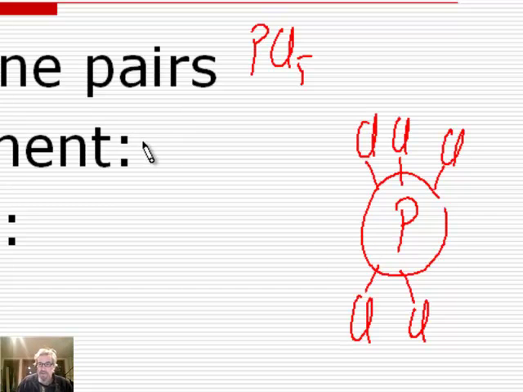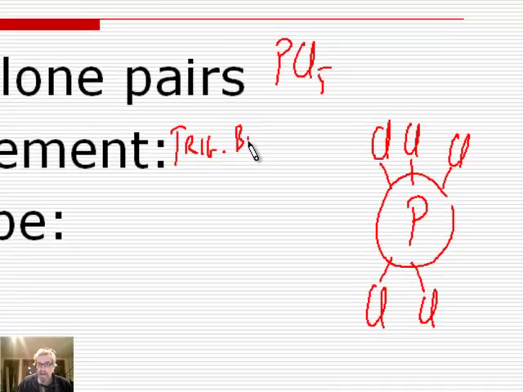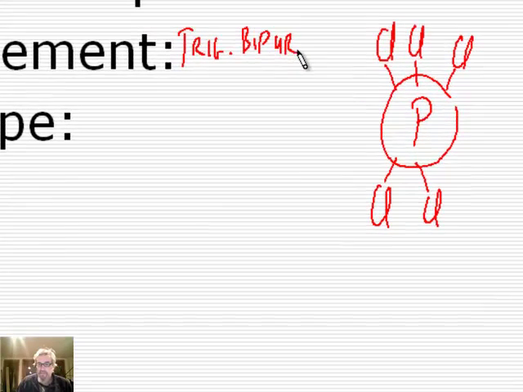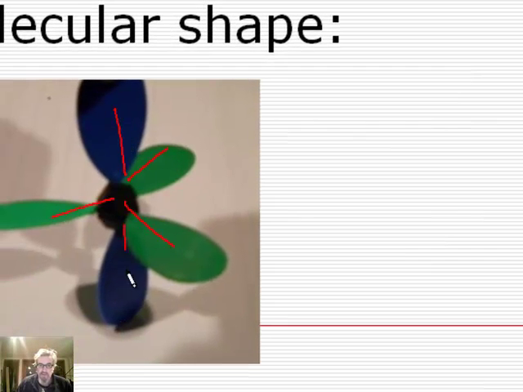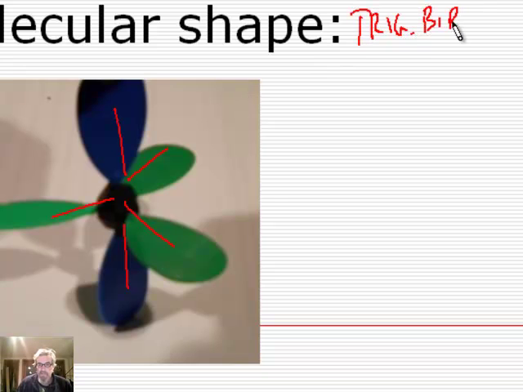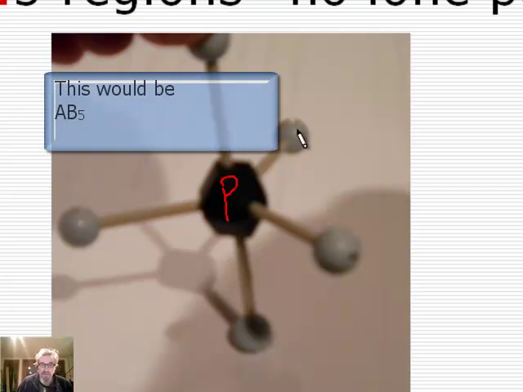My VSEPR arrangement, when I have 5 regions, is trigonal bipyramidal. The molecular shape is too, because every one of these is a bond. So I've got my equatorial bonds, and I have axial bonds, so the molecular shape is also trigonal bipyramidal. This is the shape of the molecule itself. Here's phosphorus in the middle, chlorine here, chlorine here, chlorine here, chlorine here, and chlorine here.